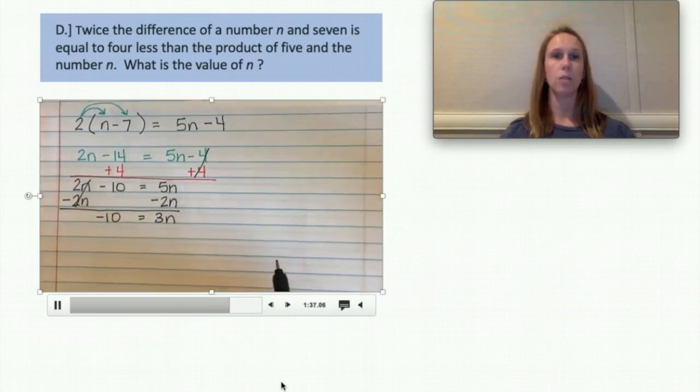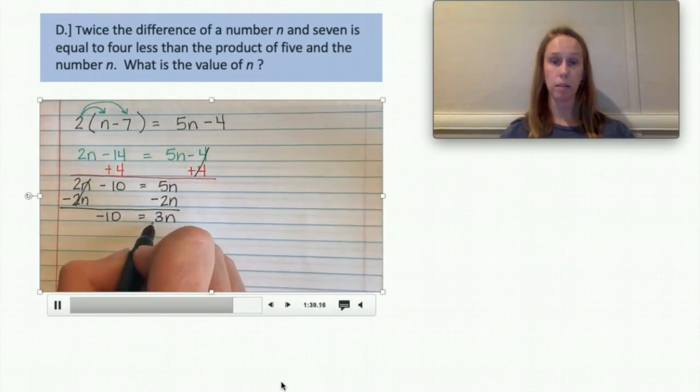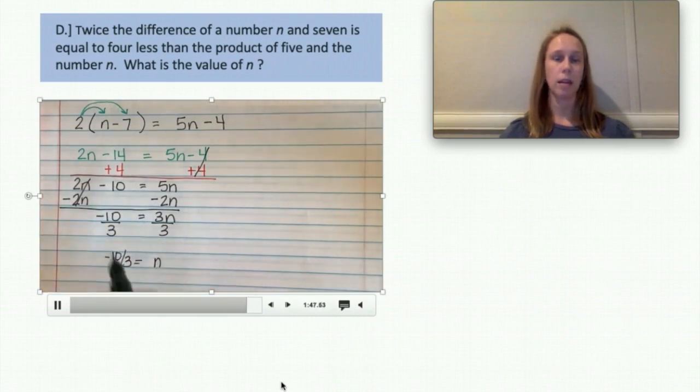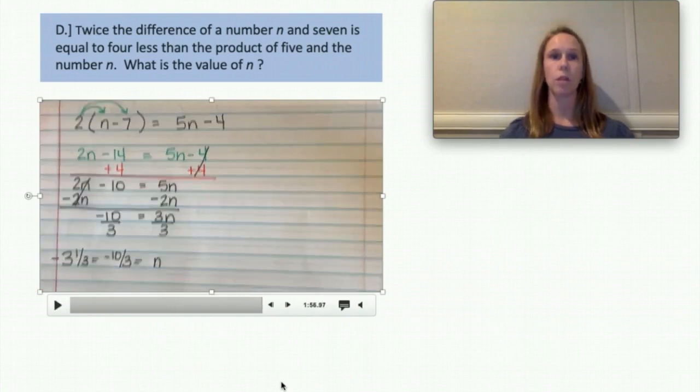So next, to isolate the variable or get n by itself, I need to divide both sides by 3. And I can leave it just like that. 3 over 3 is 1n, and I can leave it as n equals negative 10 thirds, or I could convert that improper fraction to a mixed number. It depends on what I'm going to do with my solution, but that's equivalent to negative 3 1/3.